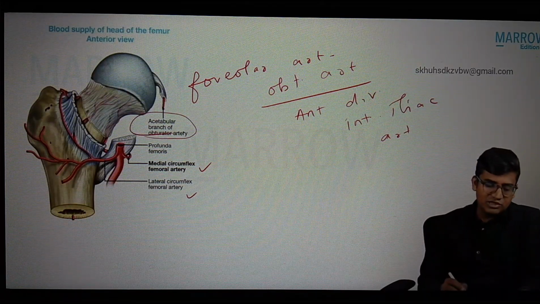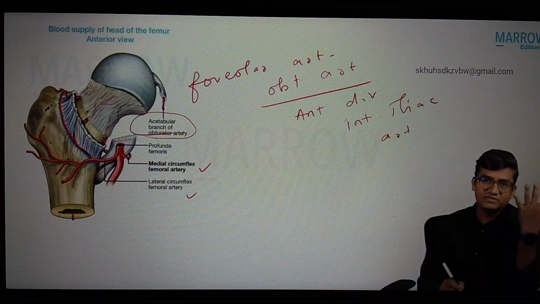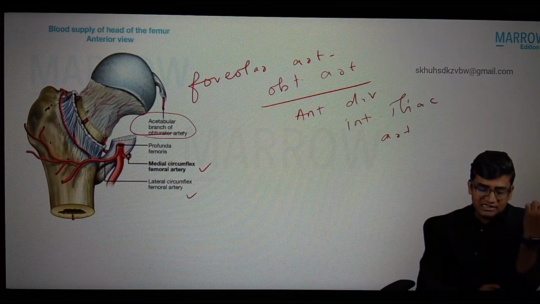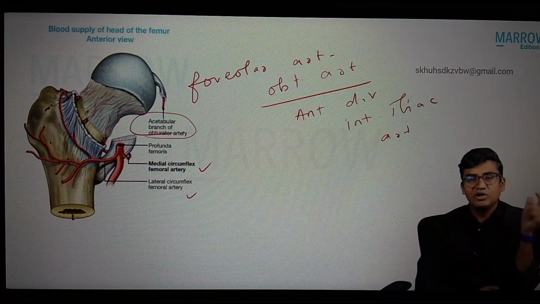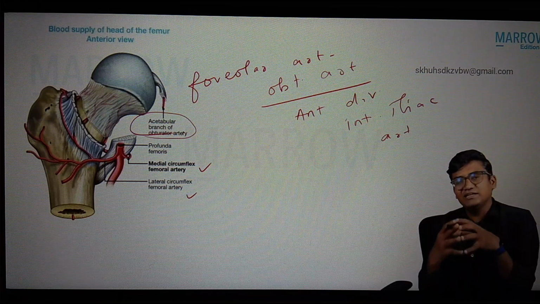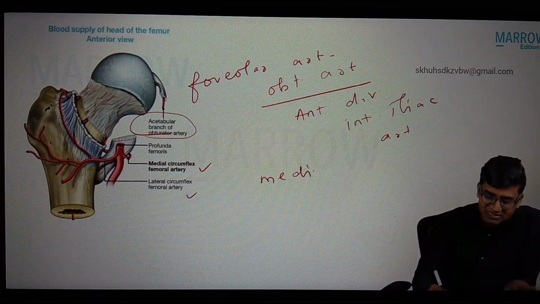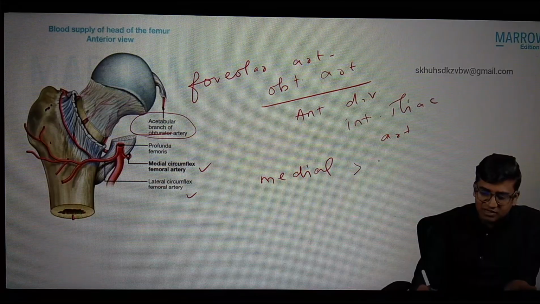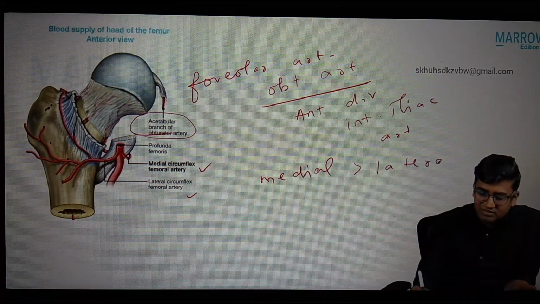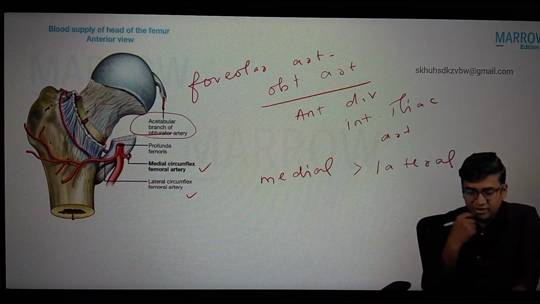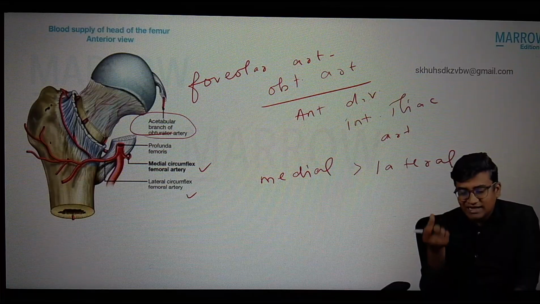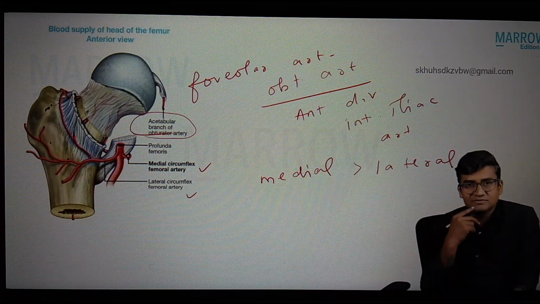Okay. So, now head of the femur is supplied by 3 arteries. Medial circumflex femoral, lateral circumflex femoral and the foveolar artery. Now, what is the main artery supplying the femoral head? Our medial circumflex femoral, that is the best answer. Medial circumflex femoral greater than lateral circumflex femoral. So, femoral head is supplied by medial circumflex femoral greater than lateral circumflex femoral artery.